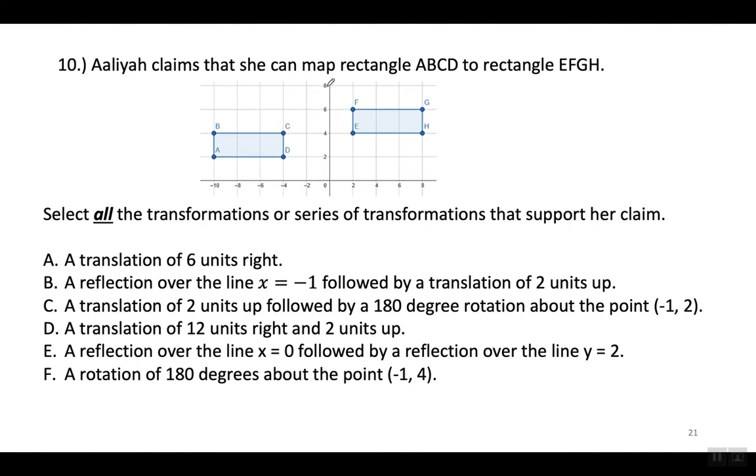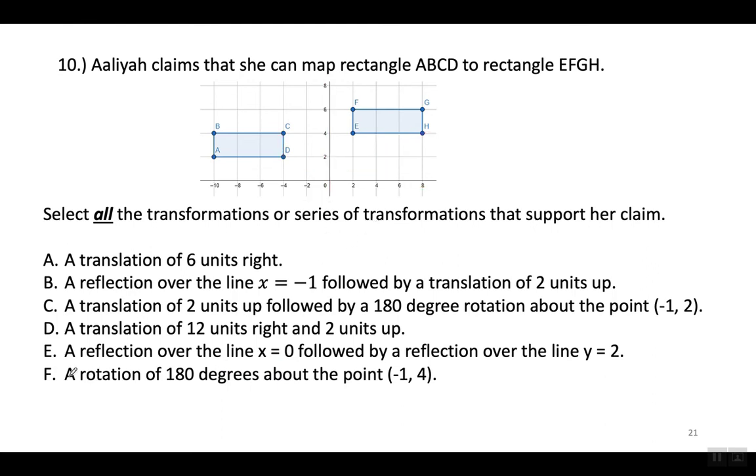So if you reflect over this line, okay, the rectangle would be over here. Let me make sure I draw it right. Something like this. Because this side is 4 units to the left, so I got to put it 4 units to the right. Okay, so it says a reflection over the line x equals 0 followed by a reflection over the line y equals 2. The line y equals 2 is right here like that. That would make no sense. That would put this like this. This answer makes no sense, okay? So E is wrong.